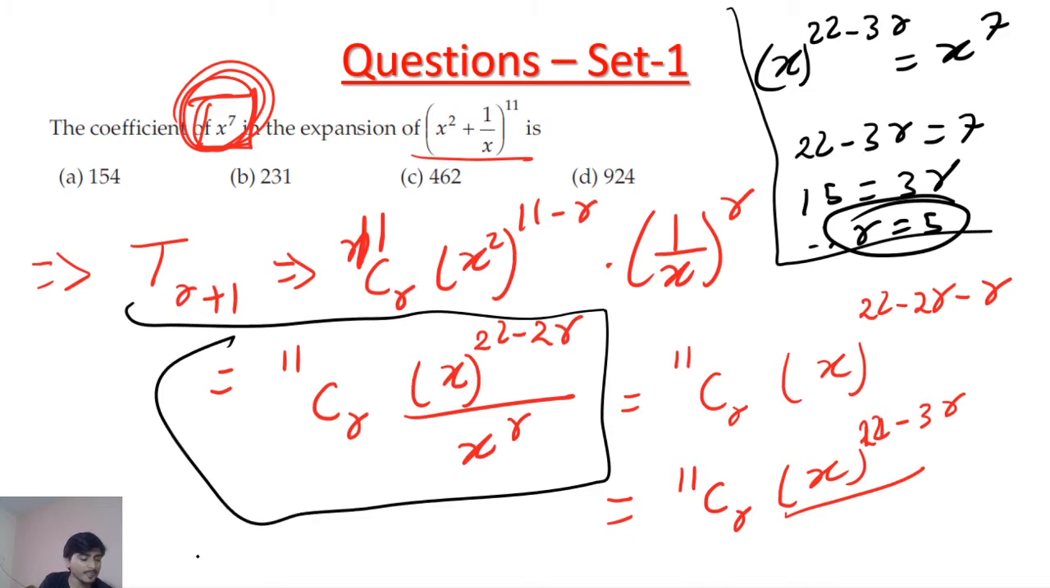You can put the value and you can find this. If you want me to solve till the final, I will solve it. So 11Cr, directly you can put 11C5 and then you can find the value of this.